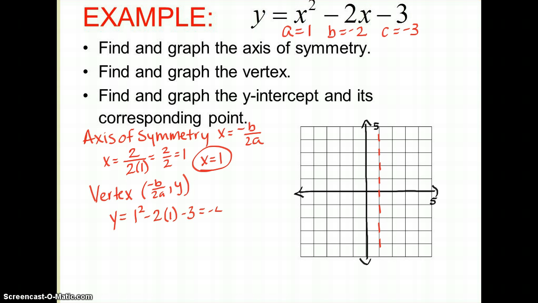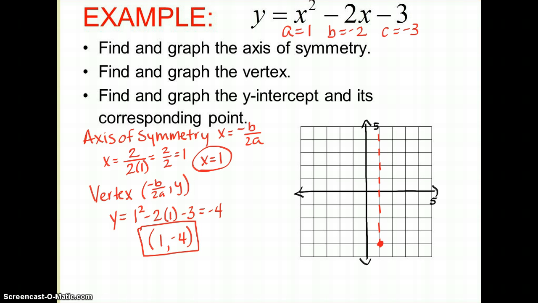So I'm going to end up with a negative 4 as my y value. So that makes my vertex the point (1, -4). Okay, so that's my vertex. Let's go put that on my graph. (1, -4) is my vertex down here.